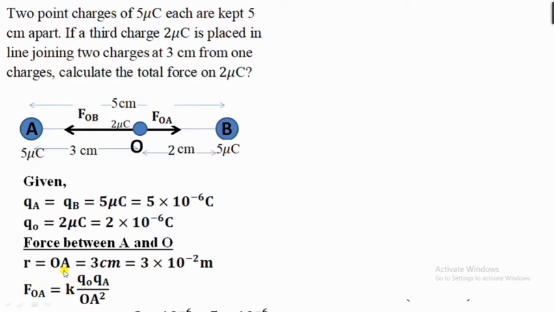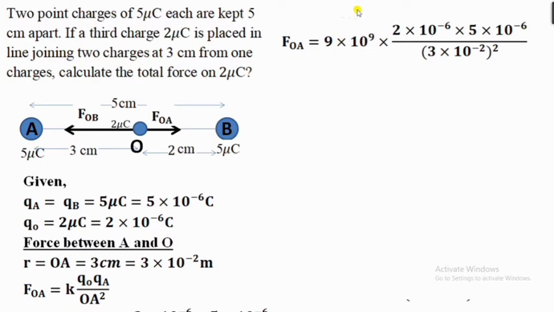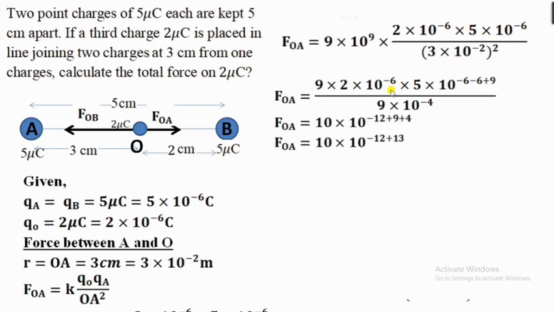So now this is the force. Here I am not using the vector because I am just finding the magnitude. Direction we already know from the diagram. So FOA, force on O due to A, is given by this expression: the product of two charges divided by the square of the distance between them. If you put the value of K as 9 into 10 to the power 9 and the other values and solve, you will get 10 into 10 to the power minus 12 plus 13. I am adding all the negative powers, and this 4 will go up and become positive. So I am getting 10 into 10 to the power 1, and that is FOA is 100 Newton.